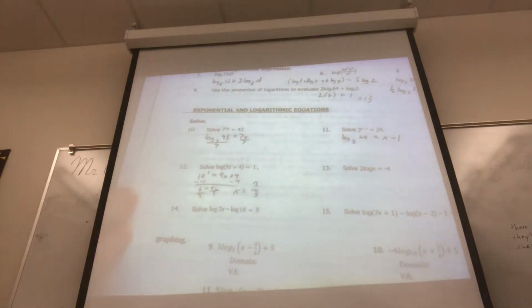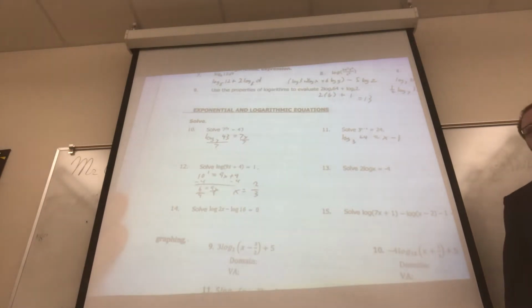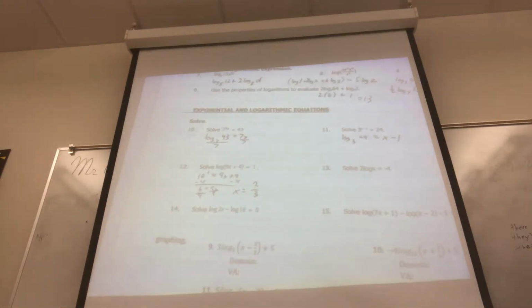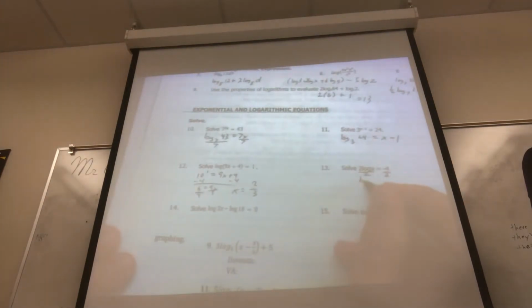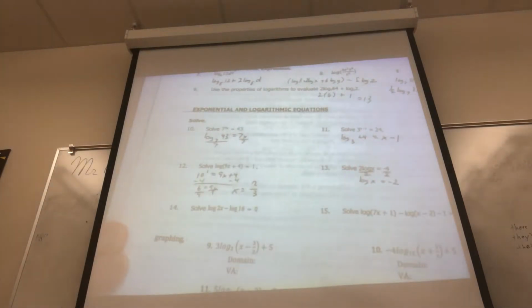On this one with the 2 in the front, I could make this 2 into an exponent. It'd be a waste of my time. I'm going to divide it out. I divide by 2, I divide by 2. That's the log of x equals -2. This is a base 10.